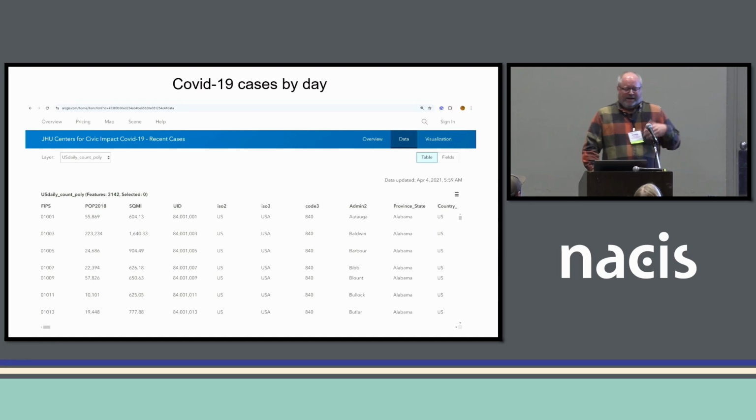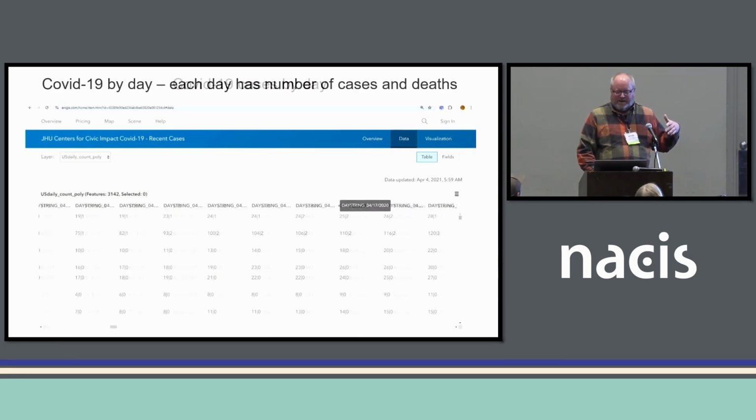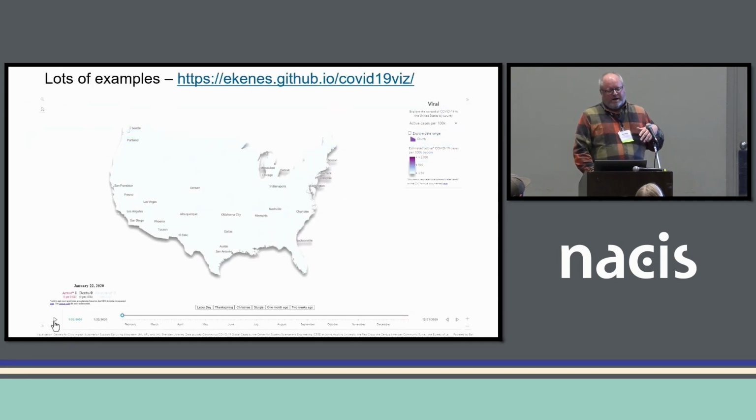I don't want to give any PTSD, but if we look at COVID-19 cases, this is a data set of every county and every day from 2020. This one column I've got highlighted here, that's April 17th. And this data set from Johns Hopkins was just the number of new cases that day for that county and the number of deaths.